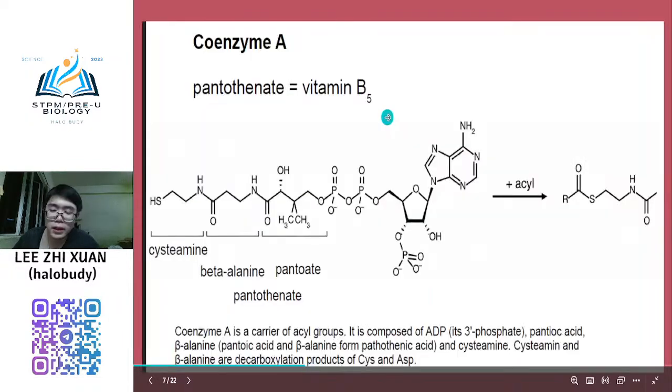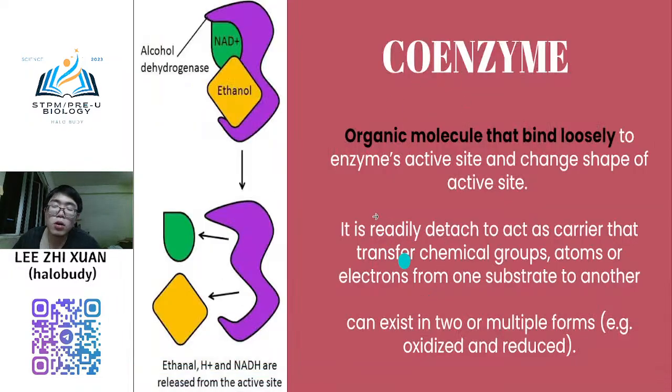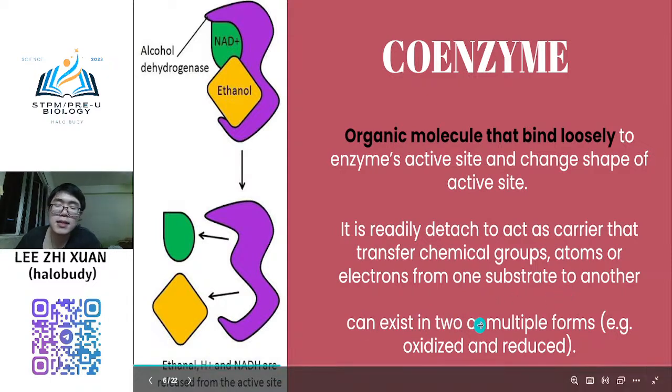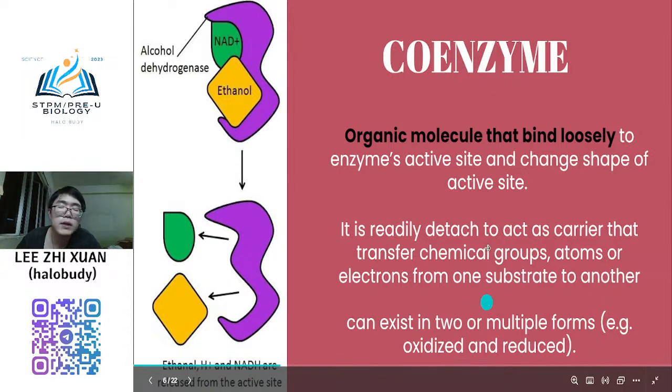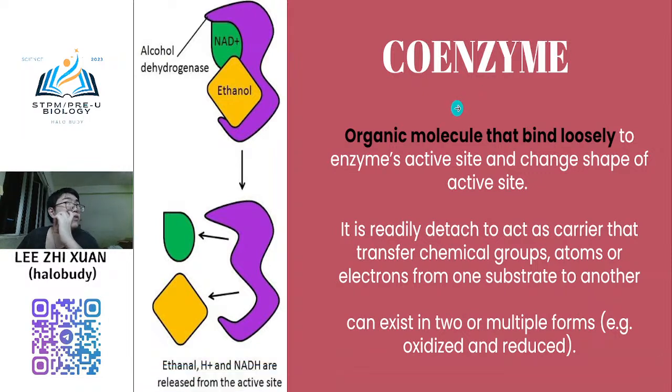Okay, and another one is called coenzyme. So coenzyme is normally readily detached, acting as a carrier that transfers a chemical group, atom, or electron from one substrate to another. And then it can exist in two or multiple forms, either in oxidized form or reduced form. Actually, the most common example is coenzyme A. You already learned in the Krebs cycle, right? Acetyl CoA. How is acetyl CoA formed? Because of coenzyme A. So coenzyme A is one type of coenzyme.